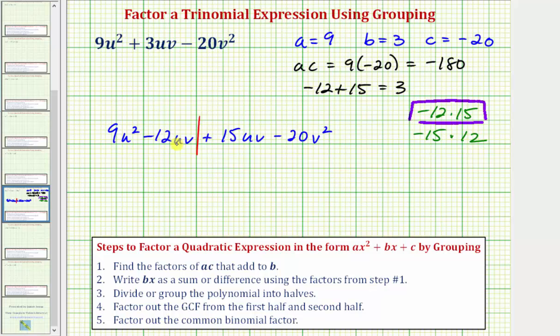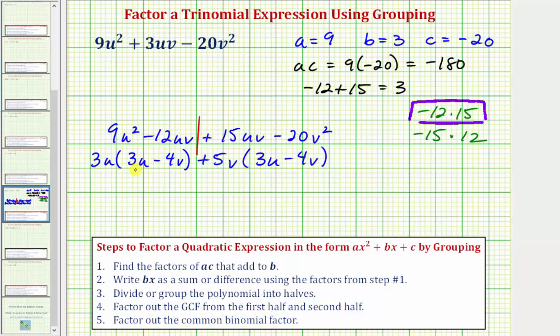Step 4, we're now going to factor out the greatest common factor from the first half and the second half. Looking at the first 2 terms, notice how the greatest common factor would be 3u. If we factor out 3u, we'd be left with 3u minus 4v. Now looking at the second 2 terms of the second group, notice how the greatest common factor would be 5v. So if we factor out 5v, or positive 5v, we'd be left with 3u minus 4v.